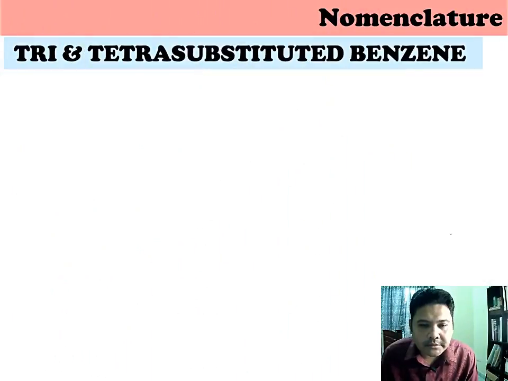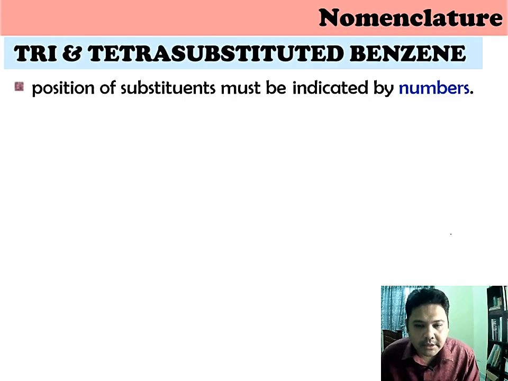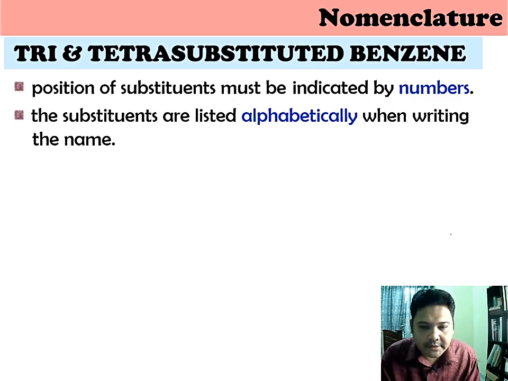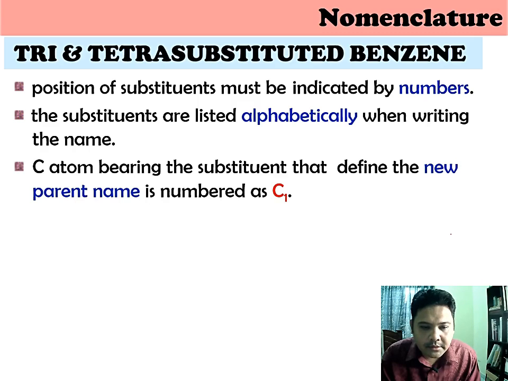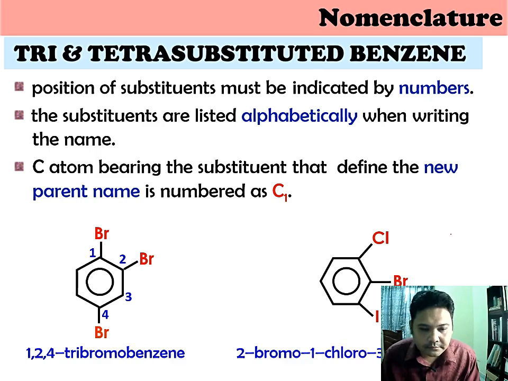For tri- or tetra-substituted benzene, that means we have three or more substituent groups in one single benzene ring. The positions of the substituents must be indicated by numbers, and the substituents are listed alphabetically when writing the name. The carbon atom bearing the substituent that defines the new parent name is numbered as carbon 1. For example, we have three substituents of the same group, bromo, so we can number directly. Make sure the numbering gets the lowest numbers, so that one is 1,2,4-tribromobenzene.